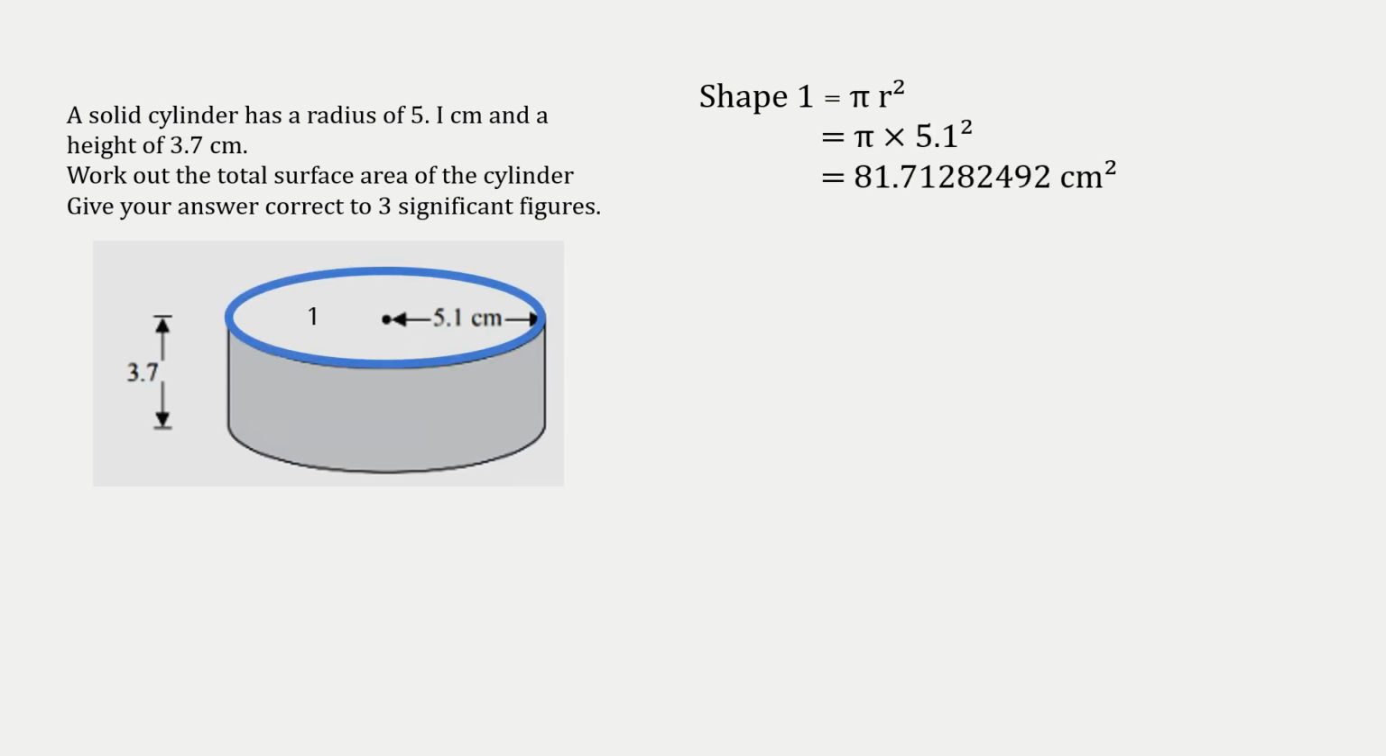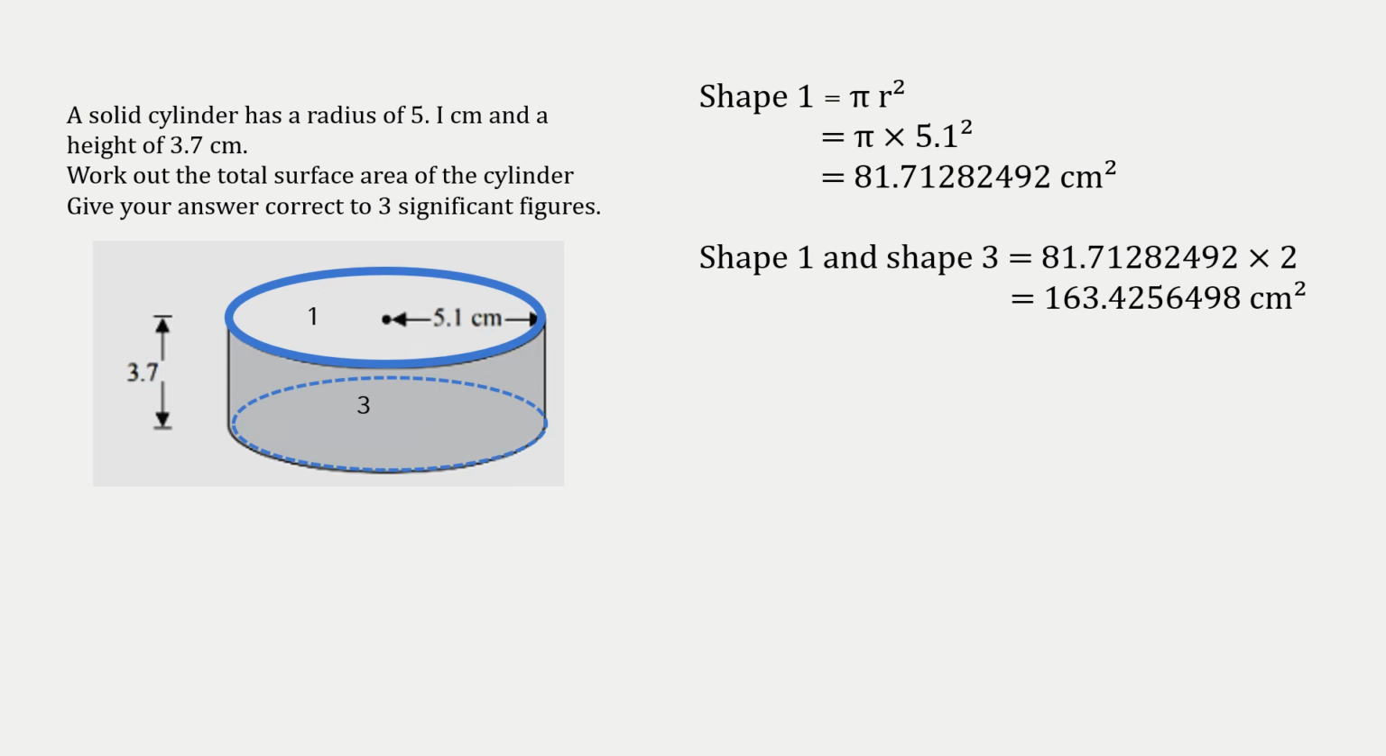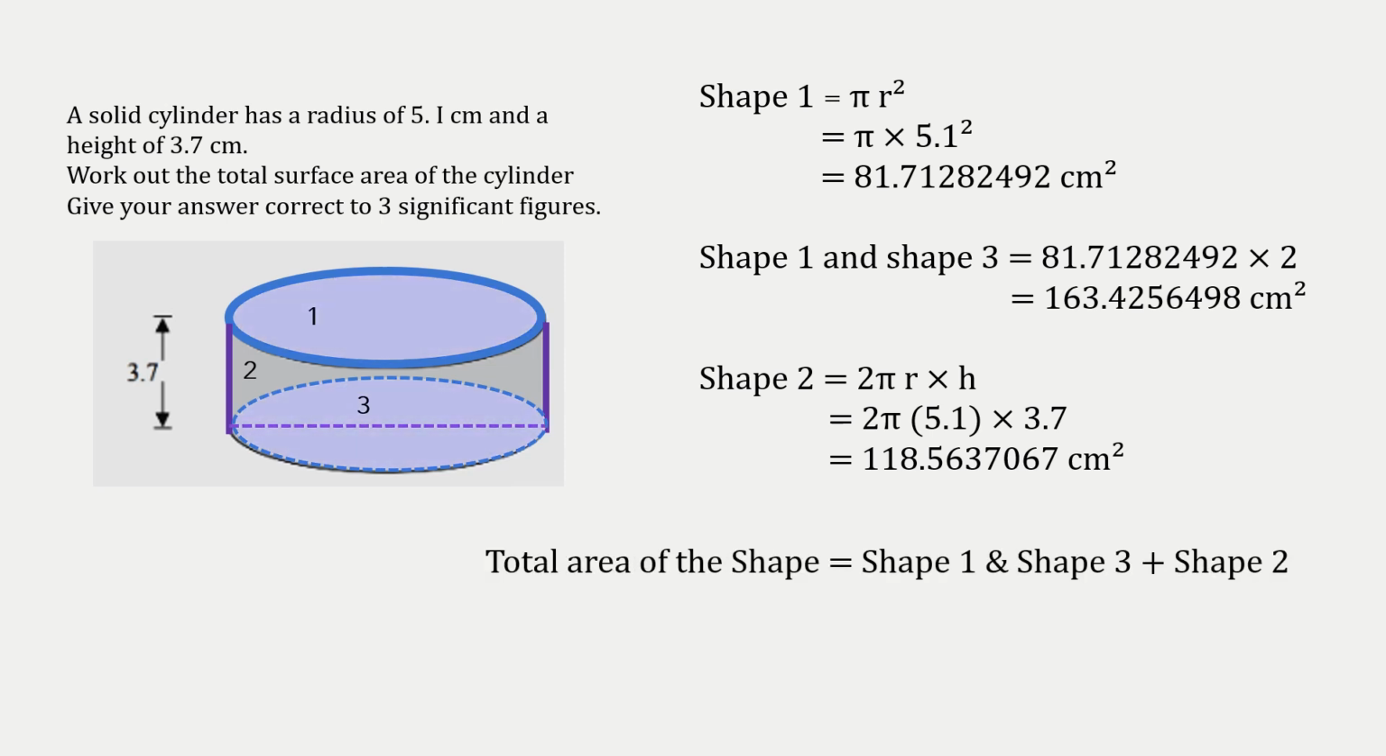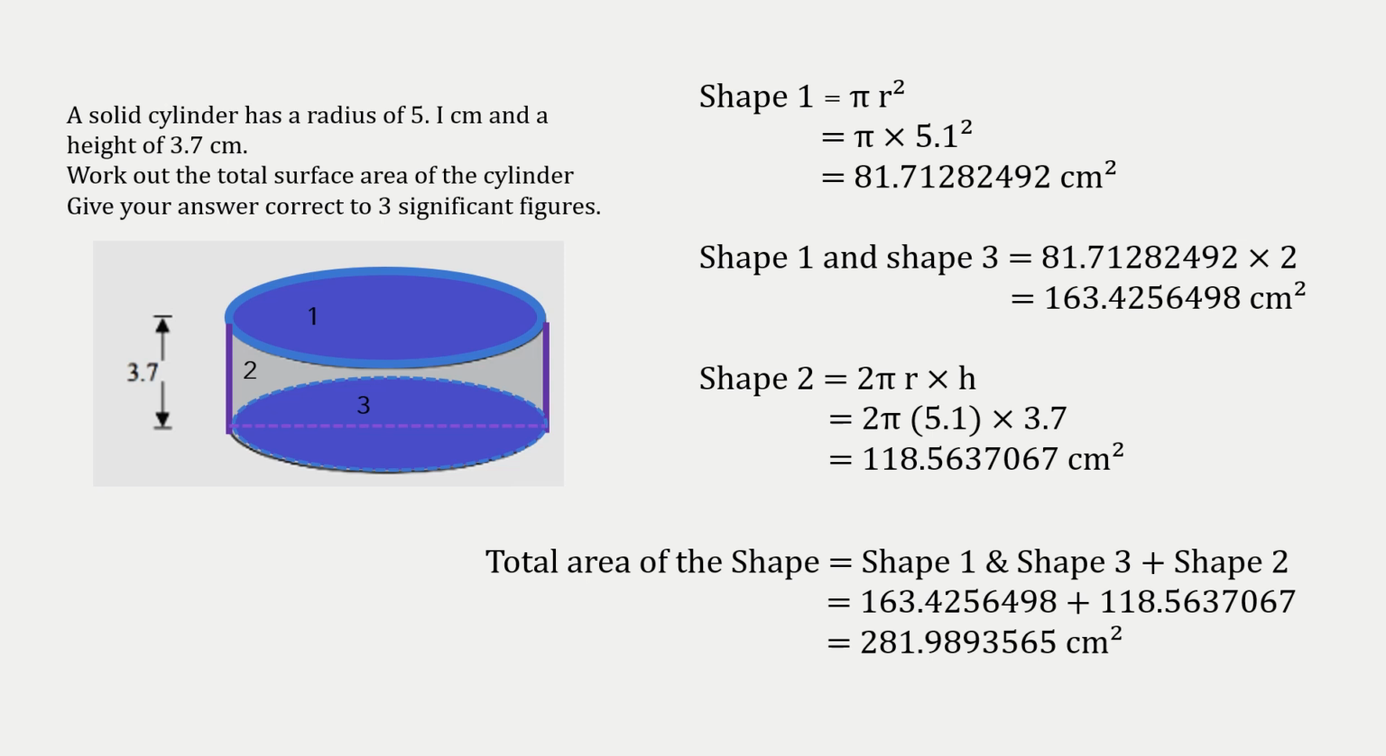After that, I need to find the answer for the bottom part also. I just need to multiply shape 1 by 2, and I'll get shape 3. The answer will be 163.5256498. Now I need to find the area of shape 2, which is my rectangle, 2 pi r times h, which is 118.5637067. Now I have to add all the information together to get the final answer for my shape, and this is how I'm going to write my answer. As the question asks for 3 significant figures, I will leave my answer as 282 centimeters squared to 3 significant figures.